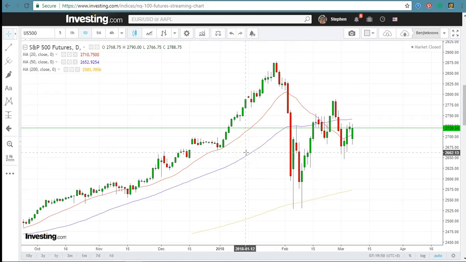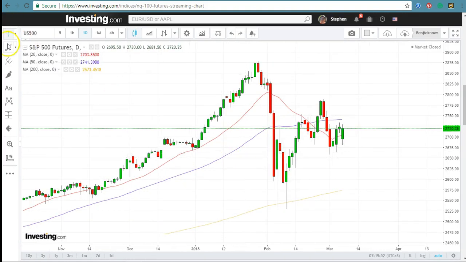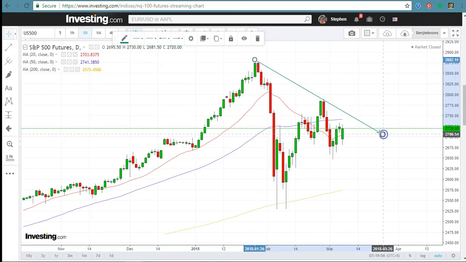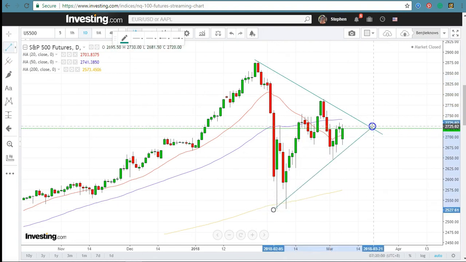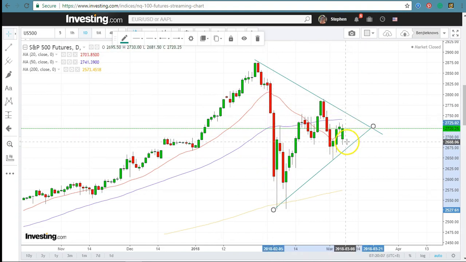The S&P 500 futures look quite the same as the Dow. You can actually draw this trend line that connects most of the highs and lows, and as you can see, it's most likely forming a triangle which eventually will break out or break down. And since the previous trend is up, that's why the bias is bullish.